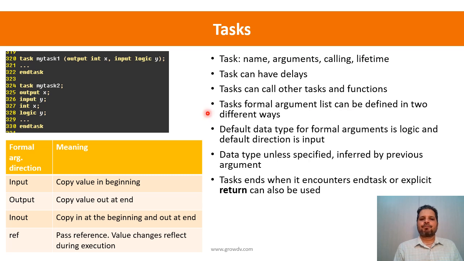And then tasks can take a formal argument list, and this argument list can be defined in two ways. Typically we have used this format, so we say task, name of the task, and in the parenthesis we specify the direction, data type, and the name of the argument that we intend to pass. But there is another format that is also supported. It looks something like this. So you say task my task 2, and it ends with a semicolon at that point, and then later you define the direction of the variables, and then the data type of variables.